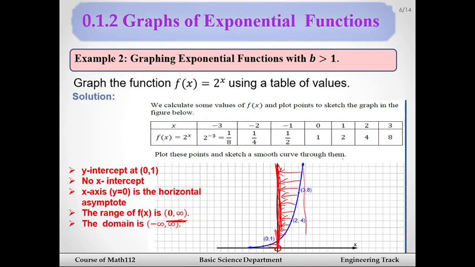Now the domain: we are checking the projection onto the x-axis. As you see here, the graph does not stop anywhere, so it goes endless and covers all of the x-axis. So we say the domain is minus infinity to infinity, and f is increasing when you go from left to right. This is clear. These are the characteristics of such a function, and they will form the characteristics of similar functions.